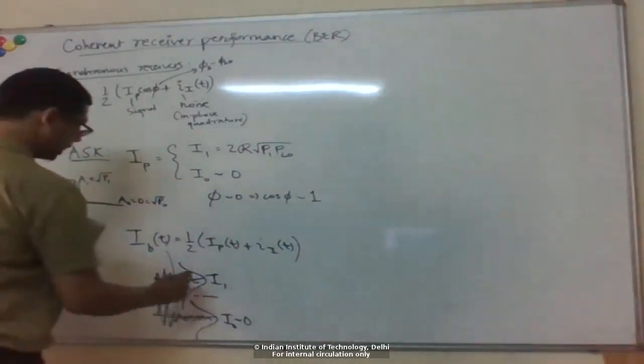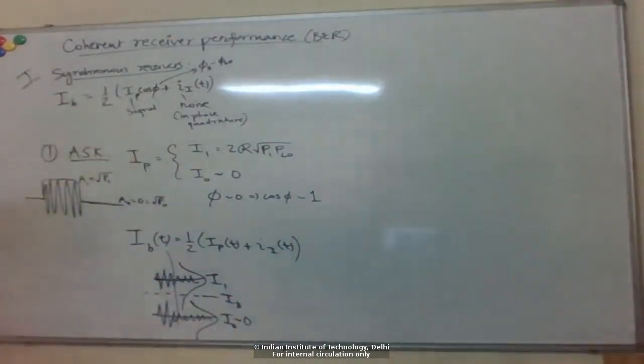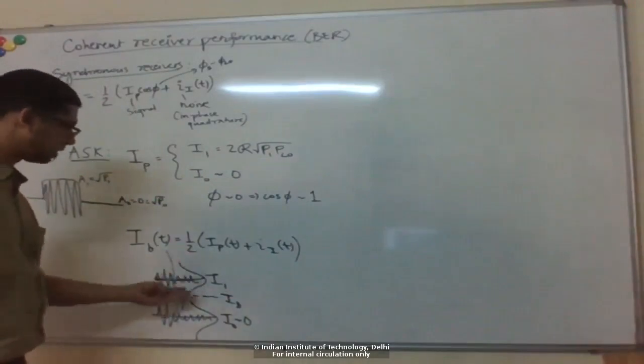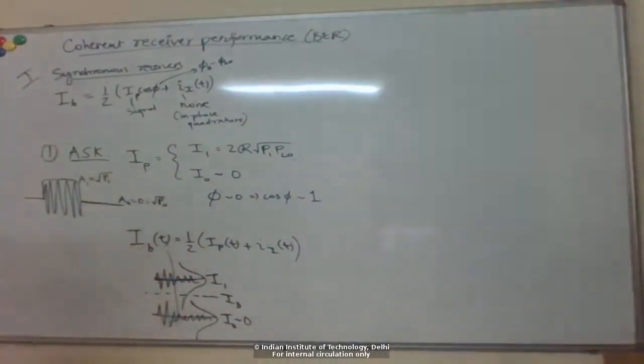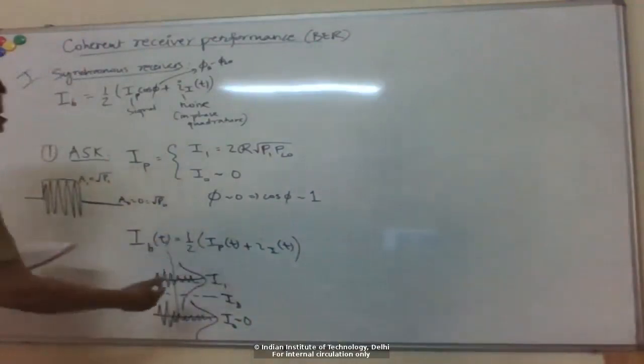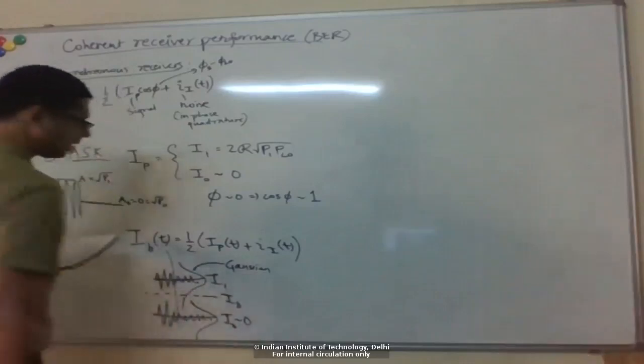So we're getting two levels of current. We can set some threshold here and decide bit 1 if the detected current is above the threshold and bit 0 if it is below. Okay, so then again we can assume this noise to be a Gaussian random variable.